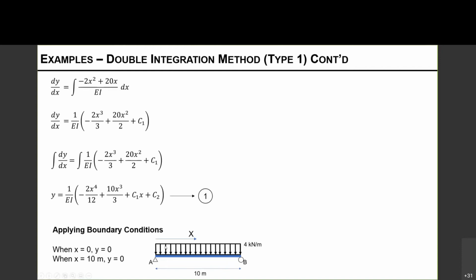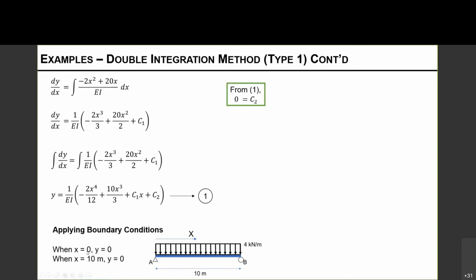Similarly, when x is equal to 10, which is on the other side of the beam, we have a roller support. Again, we are restraining the motion against the y direction or the vertical direction. Therefore, we do not expect any deflection of the beam at B or at x equals 10. Therefore, at x equals 10, y is 0. So these two boundary conditions will allow us to determine these two constants, C1 and C2. Let's see how we can do that.